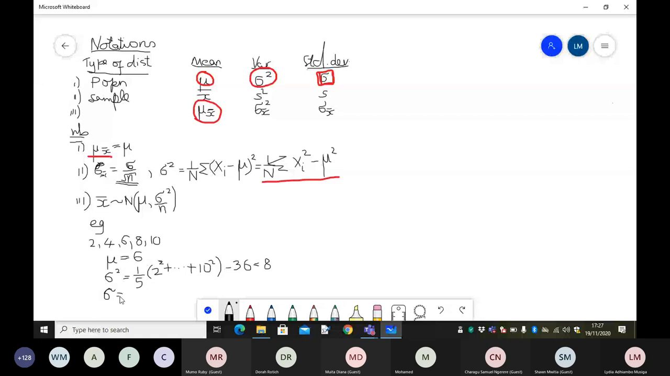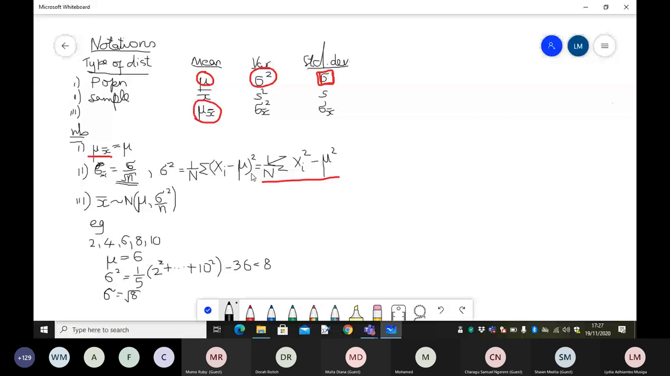So that is how we calculate the population variance and population mean. I will send a question to your class reps where you will perform some of those computations.